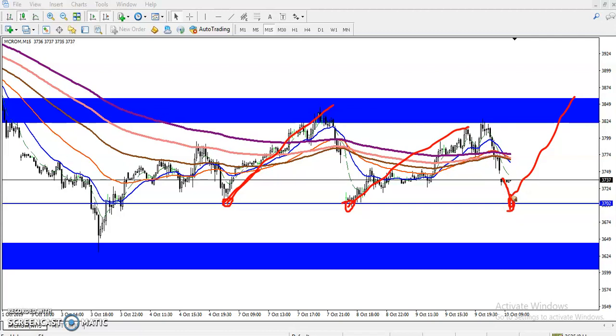Right. If you are not getting any bullish candlestick pattern or buy signal in this area, leave the market. Or if they enter in this market, they might run like that. And you don't trade in this zone.